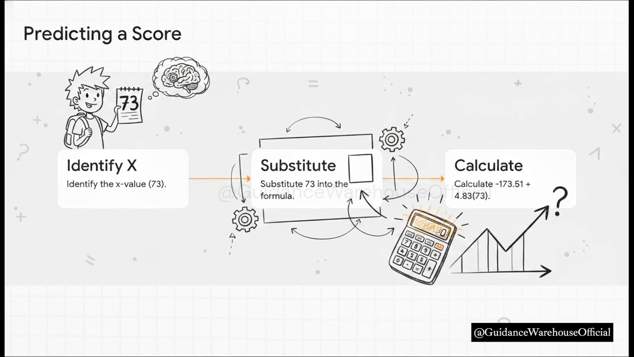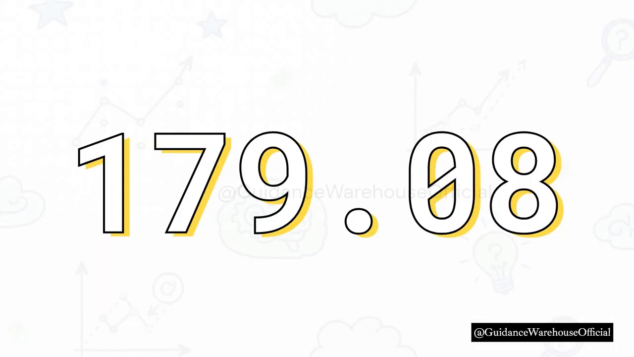We multiply 4.83 by 73, and then we add that negative 173.51. And voila, there's our result, 179.08. But what does that number actually mean for us? It means that, on average, a statistics student who earns a 73 on that third exam is predicted to earn a 179.08 on the final exam. It makes total sense, right? It's a completely logical, expected score that falls beautifully within our 200-point maximum.